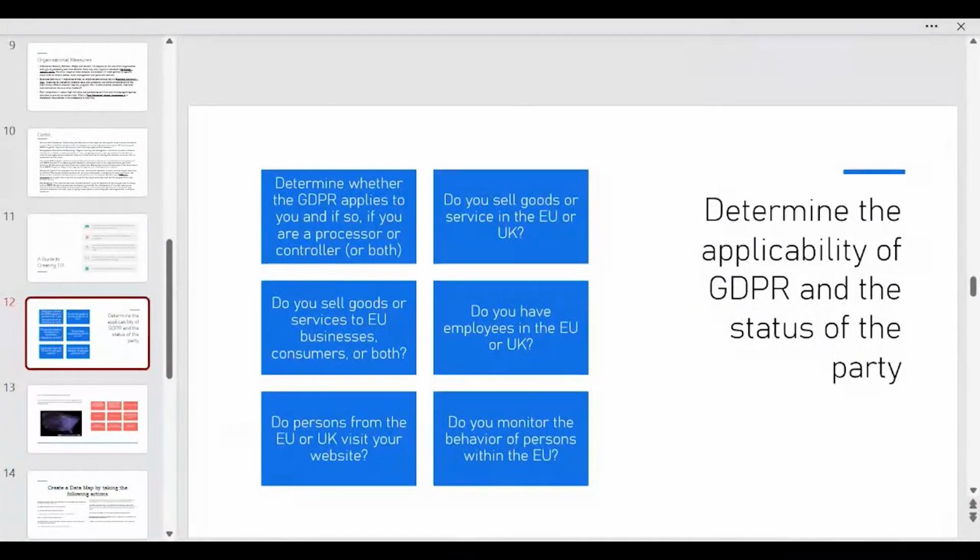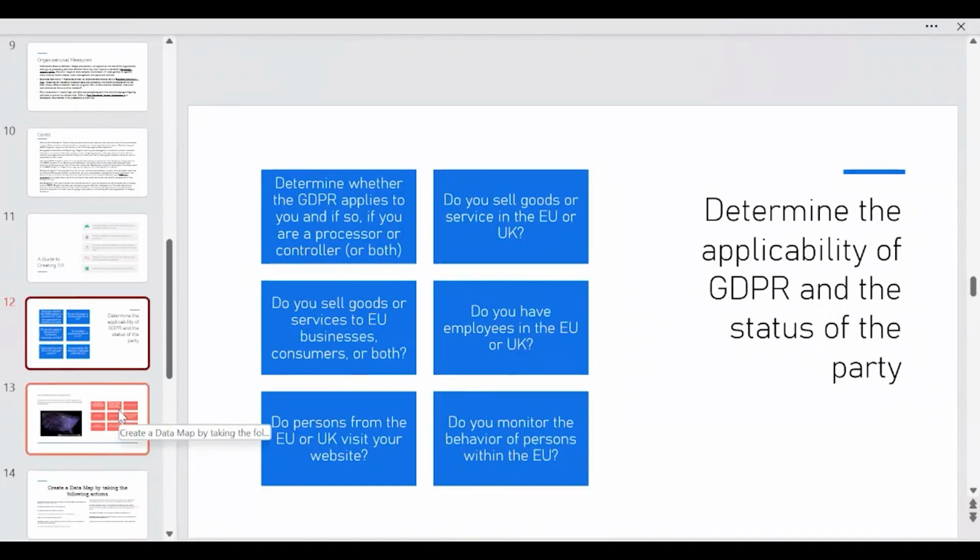So, do the persons from European Union or UK visit your website? Do you sell your goods or services in UK? Do you have employees in EU or UK? UK is an adequate country. Do you monitor the behavior of persons within EU? So in all these cases, you have the applicability of the GDPR.